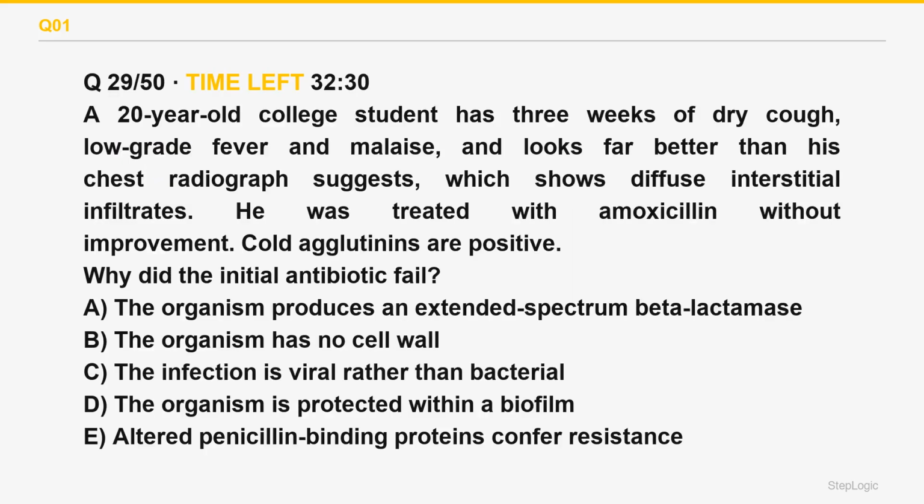Why did the initial antibiotic fail? A 20-year-old college student has 3 weeks of dry cough, low-grade fever, and malaise, and looks far better than his chest radiograph suggests, which shows diffuse interstitial infiltrates. He was treated with amoxicillin without improvement. Cold agglutinins are positive.